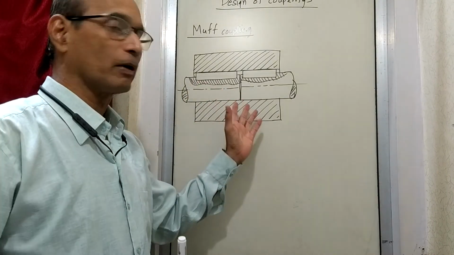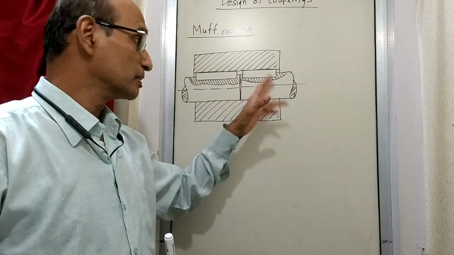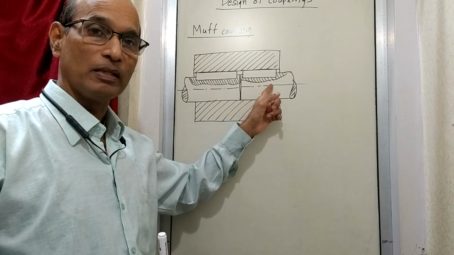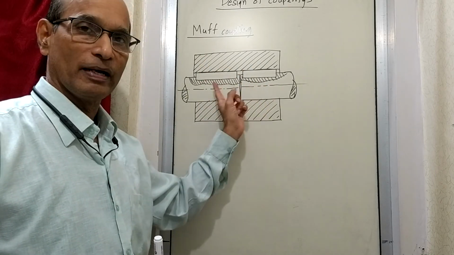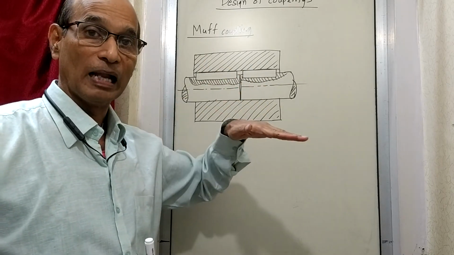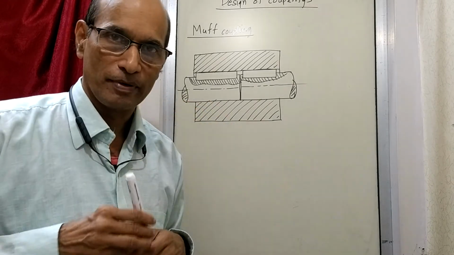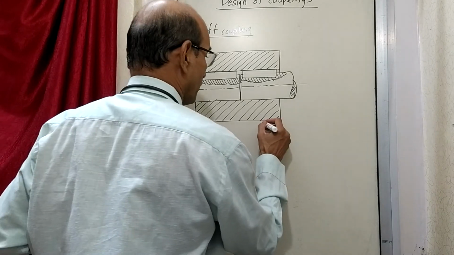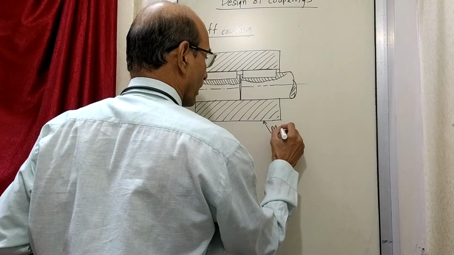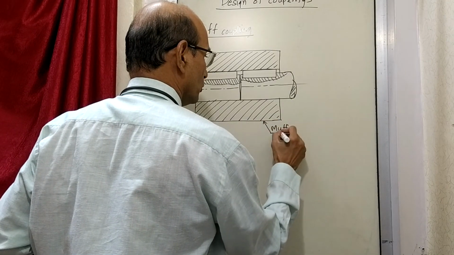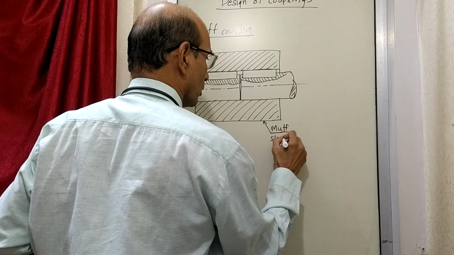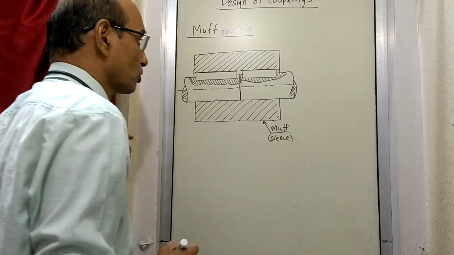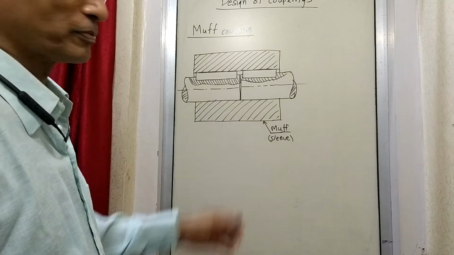This is the simplest type of coupling to connect two shafts. But for this to work, these two axes, axis 1 and axis 2, should be perfectly aligned. There should not be any misalignment or vibrations. Under that condition, we can use this. This is called a muff or sleeve coupling, and then the two shafts are connected.